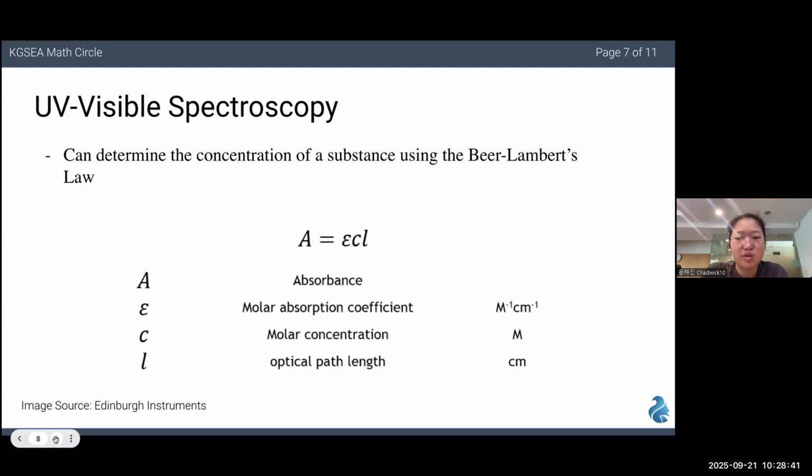In addition, Beer-Lambert's law states that the absorbance equals the molar absorption coefficient times the molar concentration times the optical path length, which helps us determine the concentration of the sample. The molar absorption coefficient is designated for each certain biomolecule, and the optical path length and the absorbance are fixed values that scientists can measure. Therefore, the molar concentration is the only value that we need to calculate.